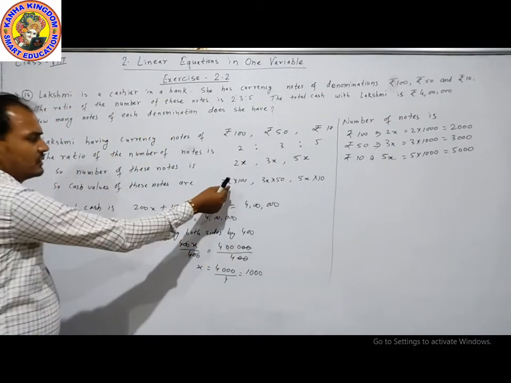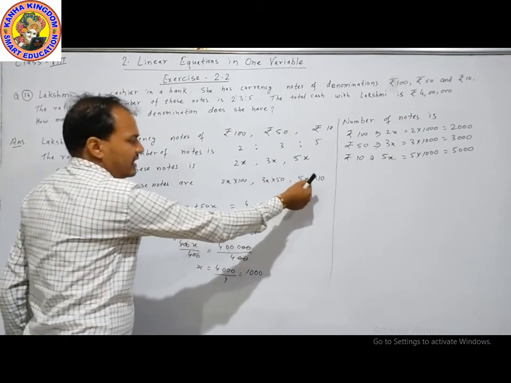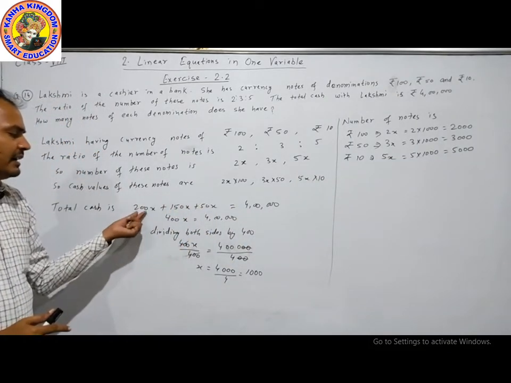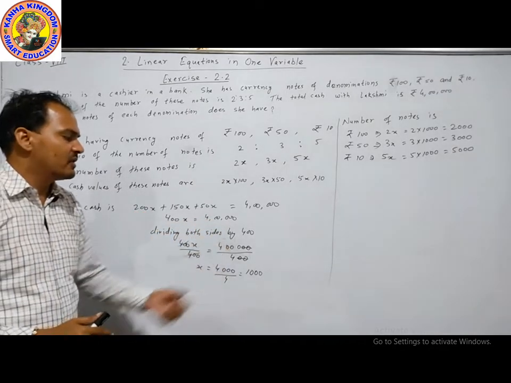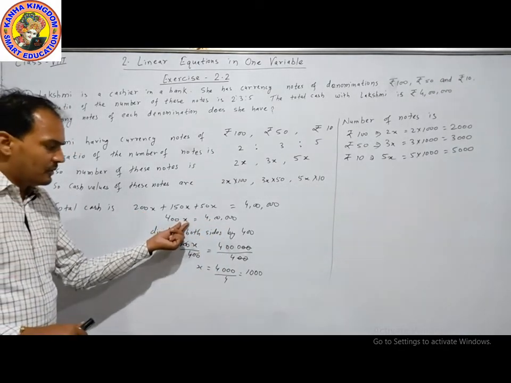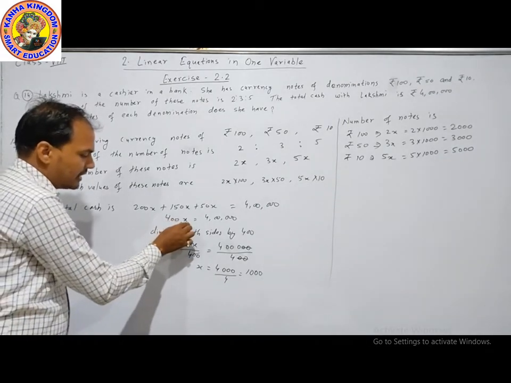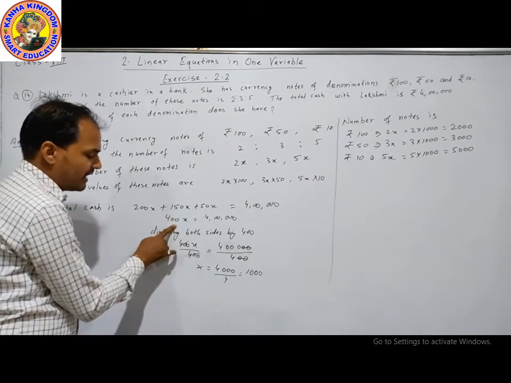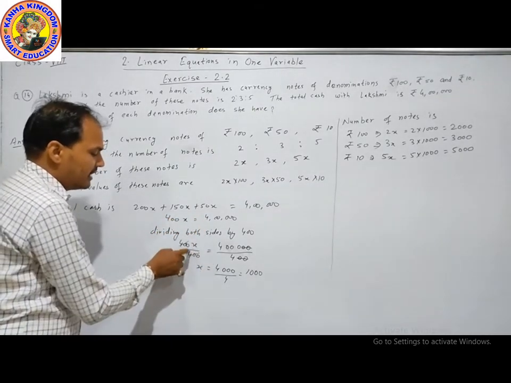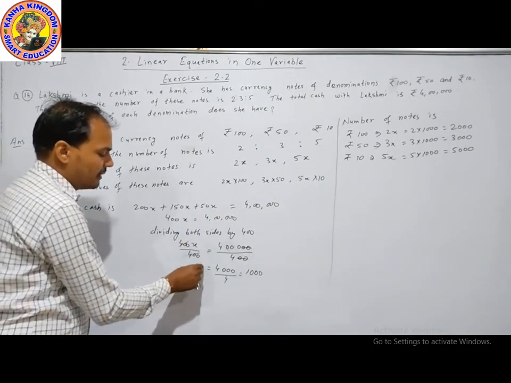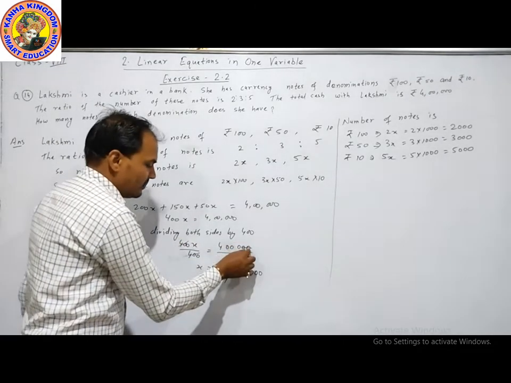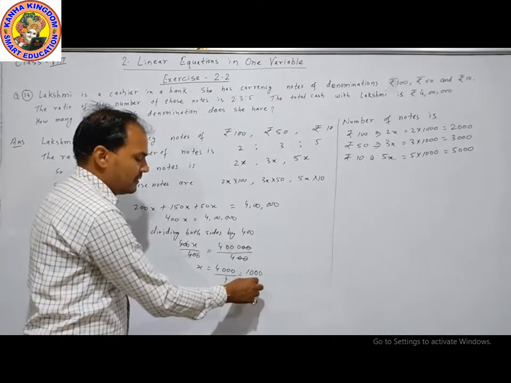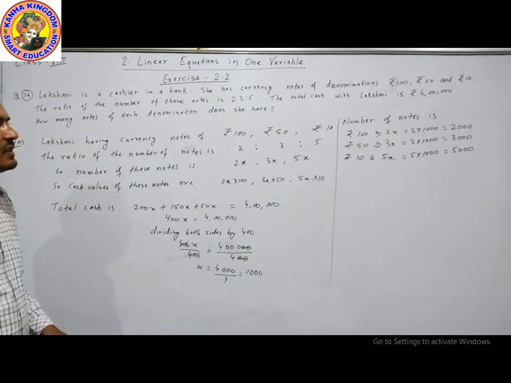The addition of 200x, 150x and 50x is equal to 4 lakh. 50 and 150 is 200, 200 plus 200 is 400. So 400x is equal to 4 lakh. Here 400 is a multiplier, so we will divide both sides by 400. 400 and 400 cancel out. The remaining is x. Cutting the zeros, 4000 divided by 4, we get 1000. The value of x is 1000.